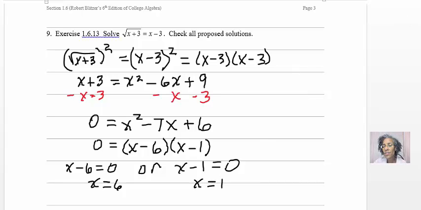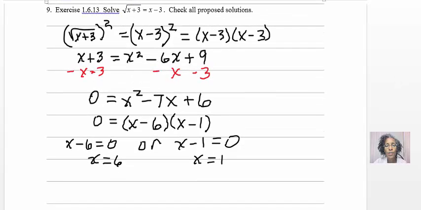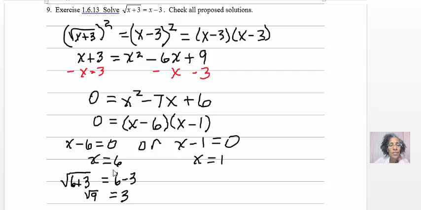And so what I do with this is I check these by putting them into the original equation. So is the square root of 6 plus 3 equal to 6 minus 3? Is the square root of 9 equal to 3? It is. So we know that x equals 6 then is really one of my solutions.